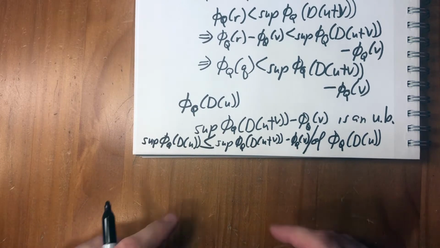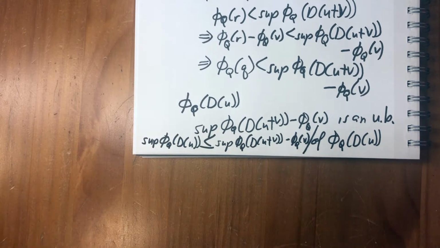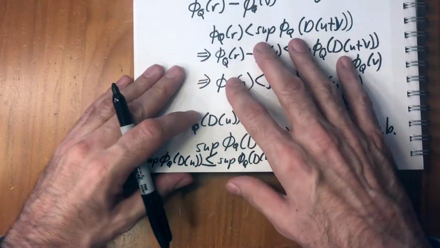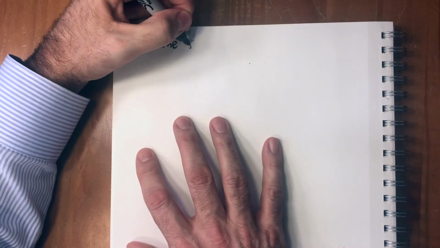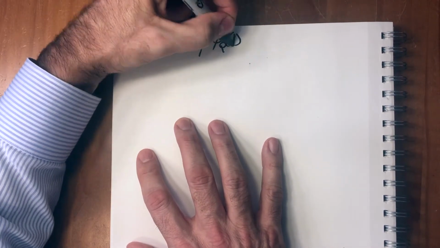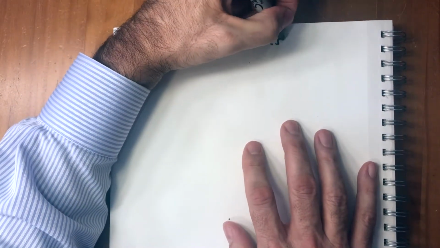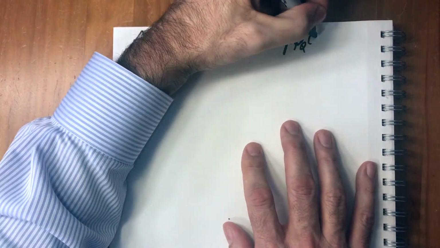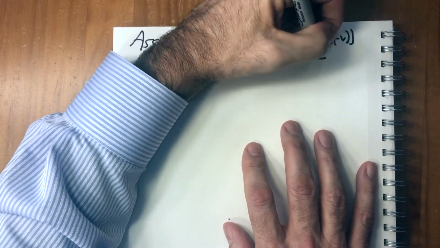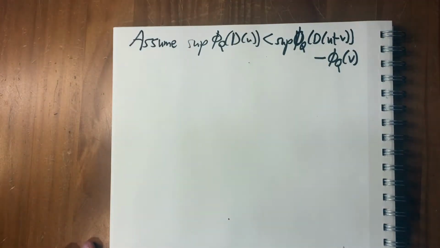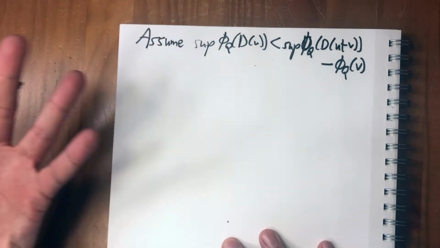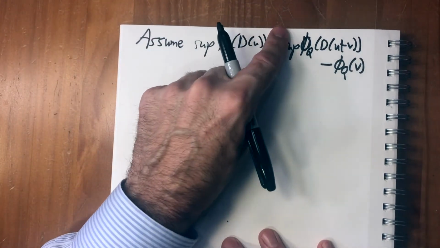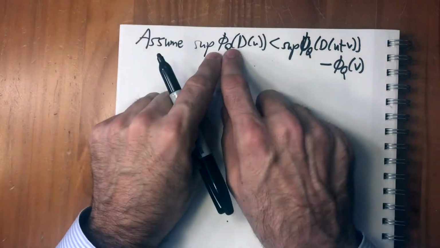So how do we do that? We're going to assume the opposite and see where that leads us. So let's change the page. We're going to assume that sup phi q of du is less than sup phi q du plus v minus phi q v. We're going to assume this is true, and what we need to do is show that it's actually not true. So we're going to reach a contradiction, show that this is not true. That means that they must be equal.